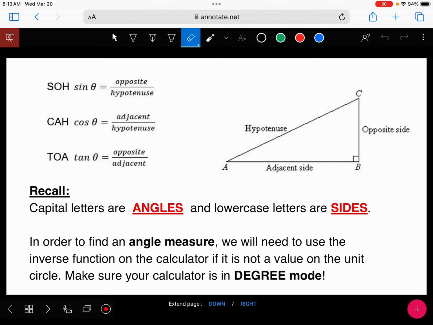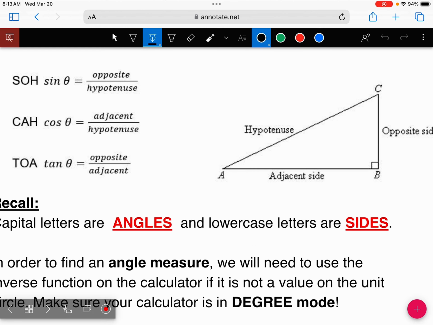So let's go ahead and put our theta down. All of these ratios are using A as theta. So go ahead and put your theta symbol right there. Theta could be at C or A, but for this example, we put theta at A.